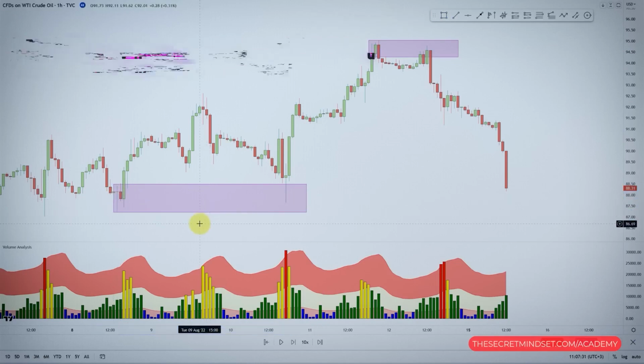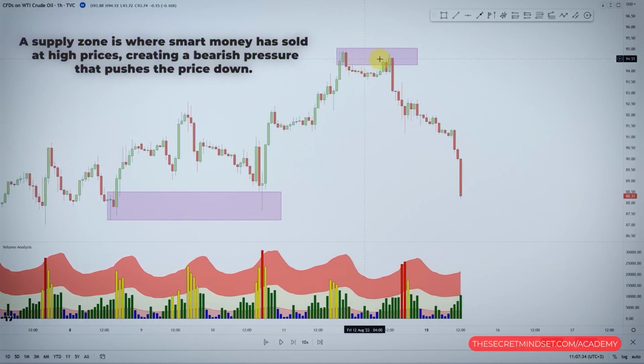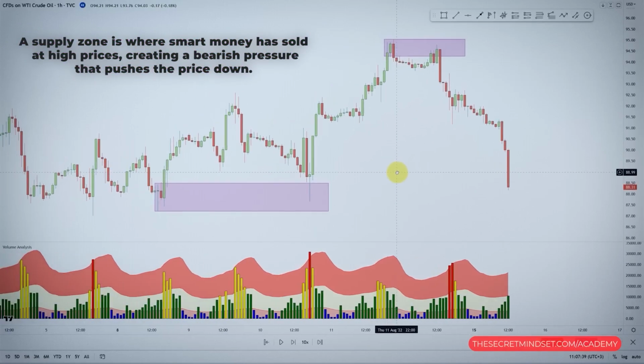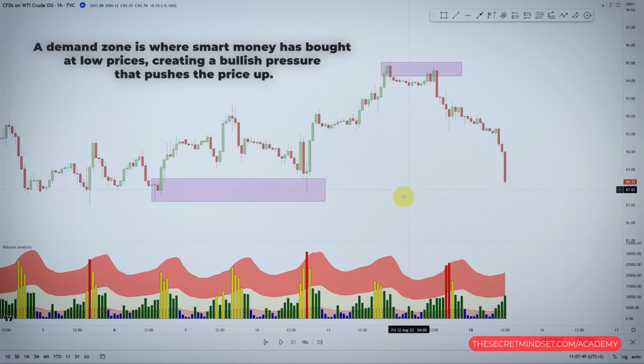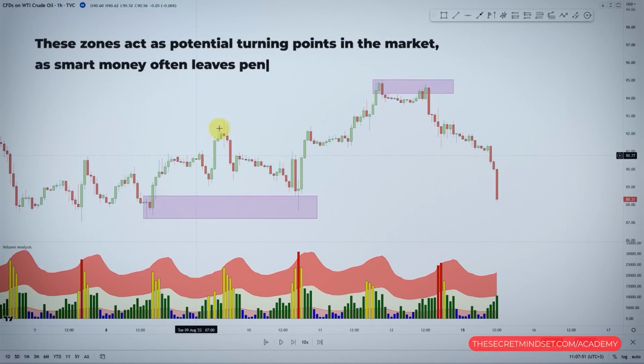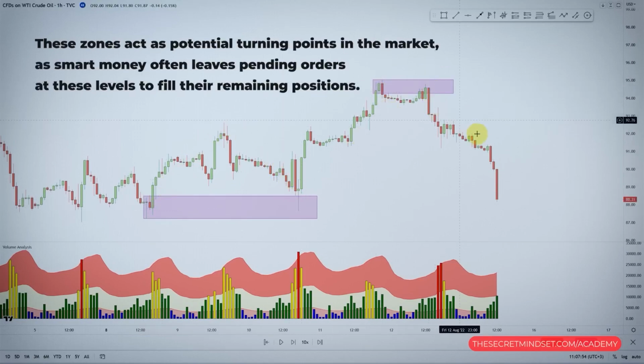A supply zone is where smart money has sold at higher prices, creating a bearish pressure that pushes the price down. A demand zone is where smart money has bought at low prices, creating a bullish pressure that pushes the prices up. These zones act as potential turning points in the market, as smart money often leaves pending orders at these levels to fill their remaining positions. So in theory, if prices revisit these supply and demand zones, it's highly possible that they will be rejected.